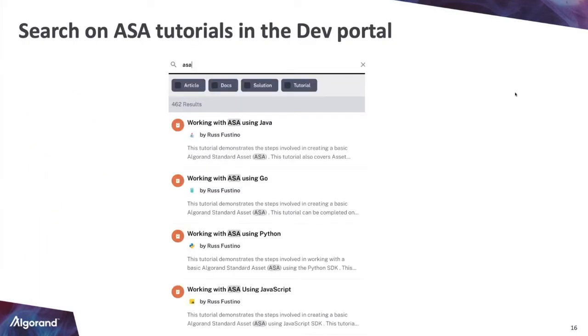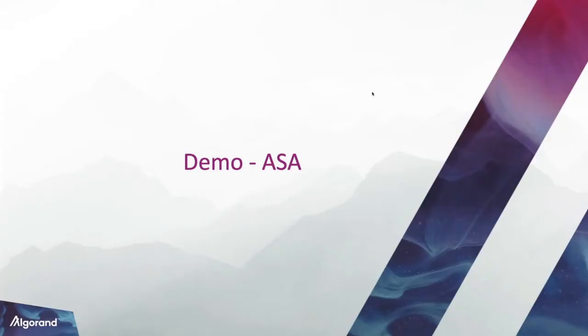I just finished up doing these tutorials about a week ago, I think. And so these are all brand new on the dev portal. If you just go in and type in ASA, you'll see working with each language. We've got examples in Java, Go, Python, and JavaScript, tutorials that go through every step that I just showed you. And I'm actually going to demo next. So let's go ahead and take a look at the demo.